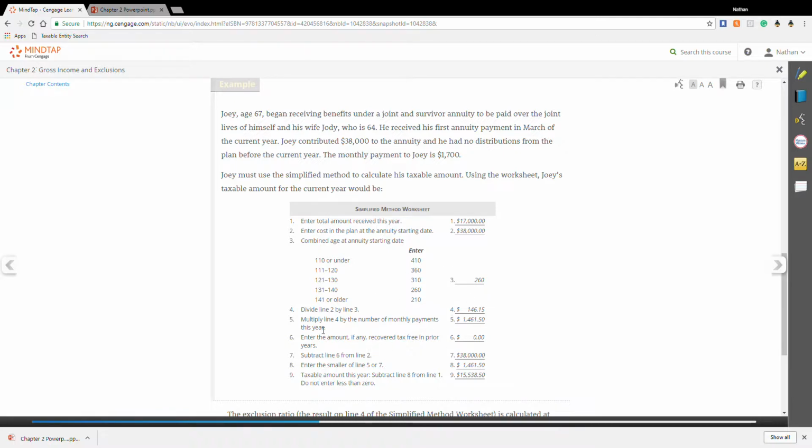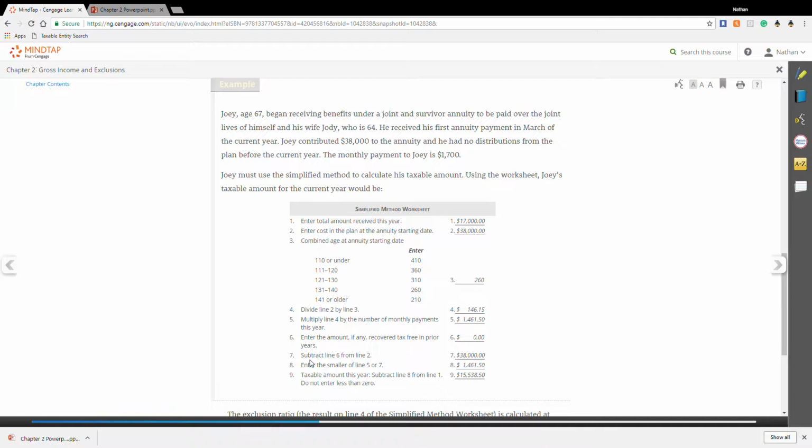Now we divide line 2 by line 3. So divide those two and we'll get $146.15. Alright. Multiply line 4 by the number of monthly payments this year. Again, we only had 10, so times that by 10. Enter the amount, if any, recovered tax-free in prior years. We just started, so we have none of that.